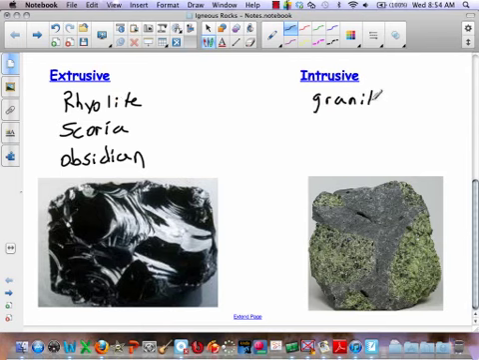Granite and basalt. And again, that depends on which side of the great pond you're on. In America, we call that basalt. Around the other side of the world, they call it basalt. You can be British for the day. It's fine. But anyway, so those are your basics. That's it. We're looking at the mineral grains.